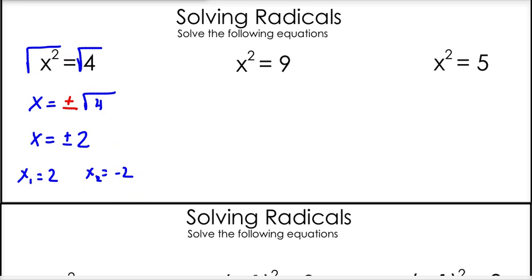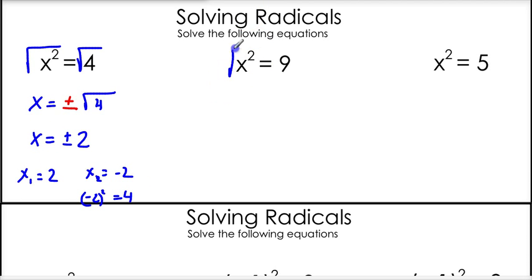The reason it could be negative 2 is, look, I could take 2 and square it, I get 4. But I could also take negative 2. Negative 2 squared is also 4. So it could be the positive or negative version. So you always have to have this sign here. So let's try another one.